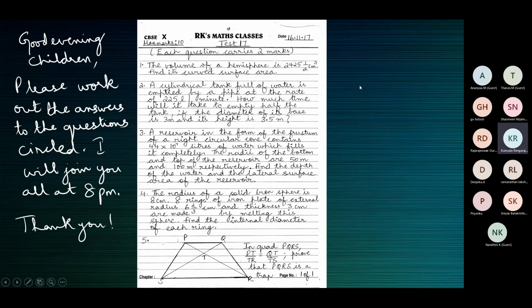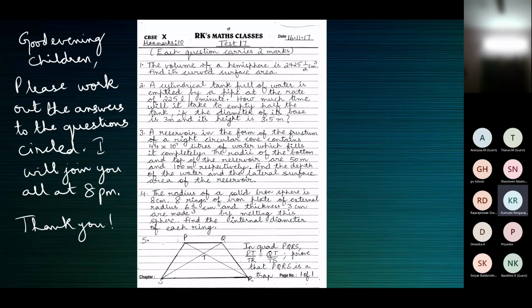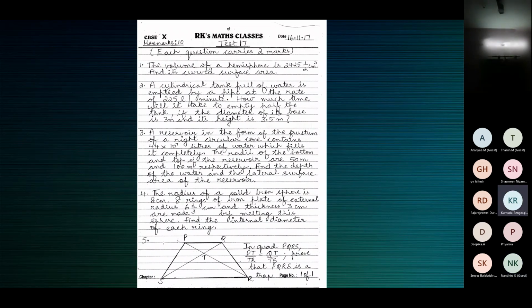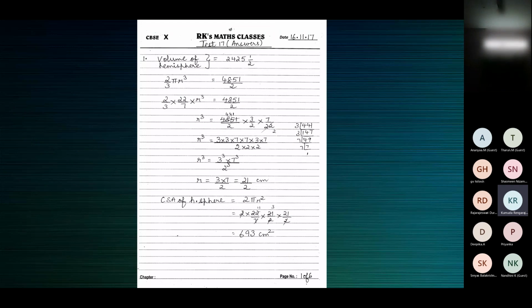I think you should have completed at least the first two answers. Yes, ma'am. So, what is the radius of the hemisphere in the first one? 10.5 centimeters. All right. And the curved surface area? 693 centimeter square, ma'am. Very good.